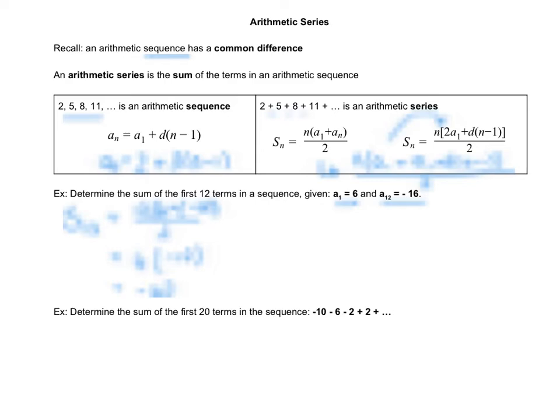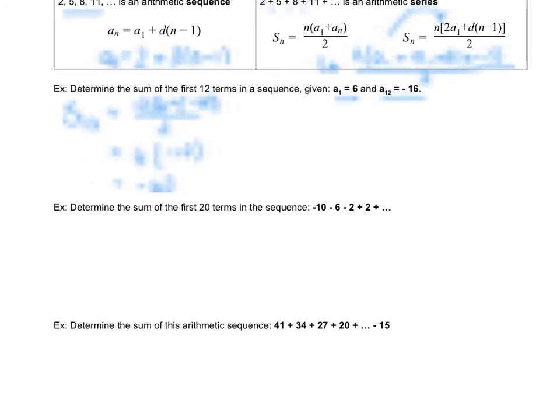All right, for our next example, we're determining the sum of the first 20 terms in the sequence negative 10, negative 6, negative 2, 2, and so on. We're not given the last term, which you're more than welcome to solve for. You can find a20 using the general arithmetic sequence formula, but I'm not going to bother with that, and I'm just going to use the second version of my series formula. I know that there are 20 terms, so n is 20. I know my a1 is negative 10. My common difference, it looks like I'm adding 4 each time.